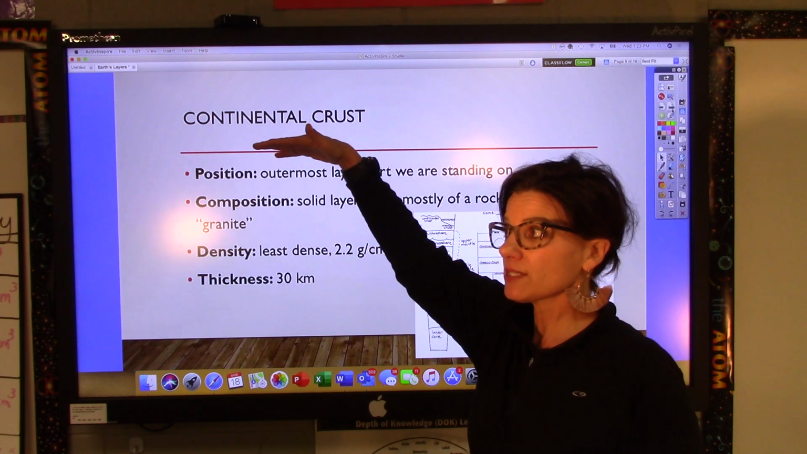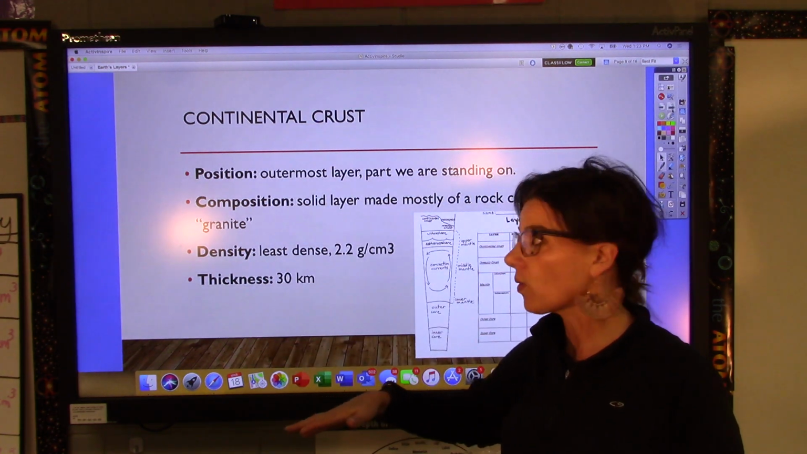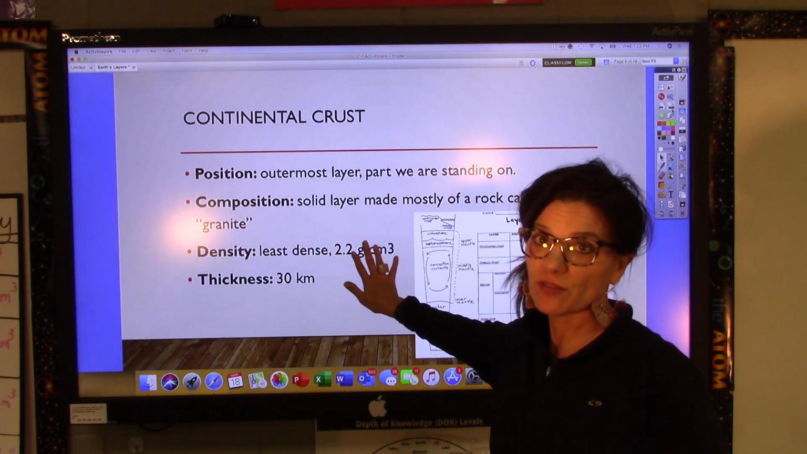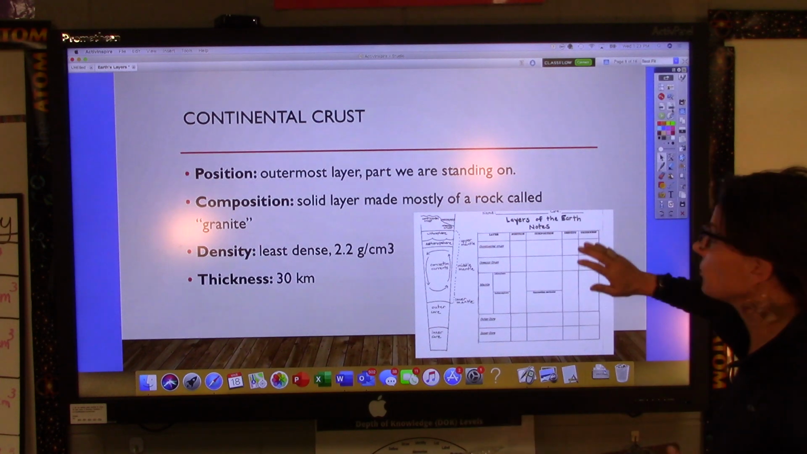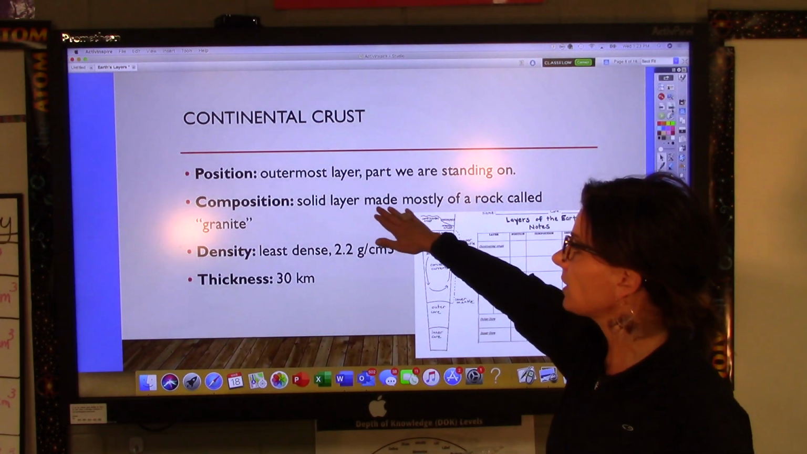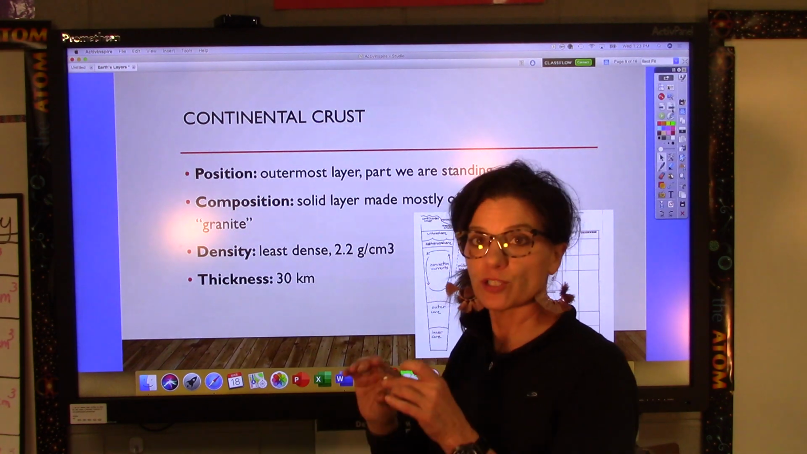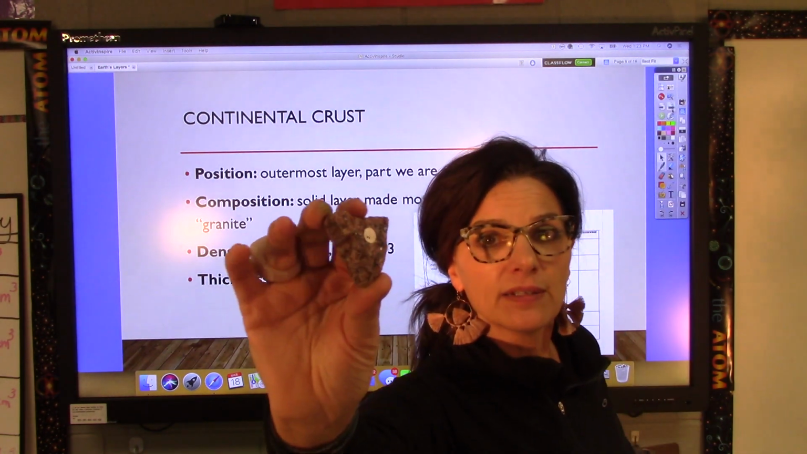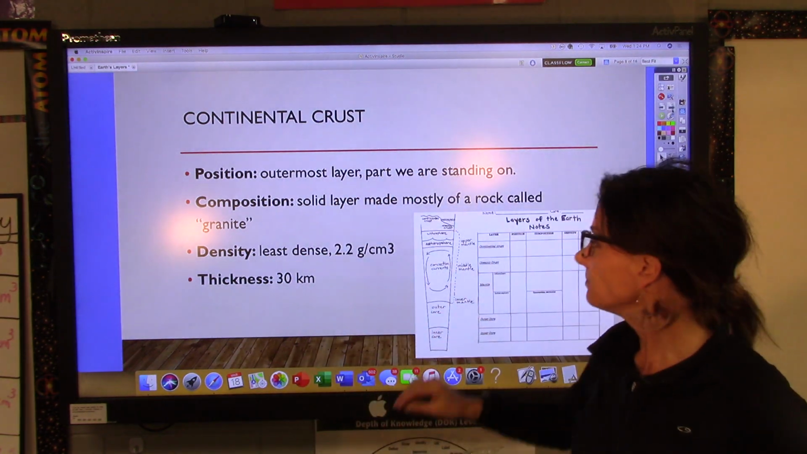You do need to know about density, but all you need to know is that the least dense is the crust, and density increases as you get to the middle, as you get to the core. You do not need to memorize the density of each layer. You will need to know the composition, and remember the continental crust was granite. I think I already showed you a sample of that. And you probably can find this stuff like around your yard.